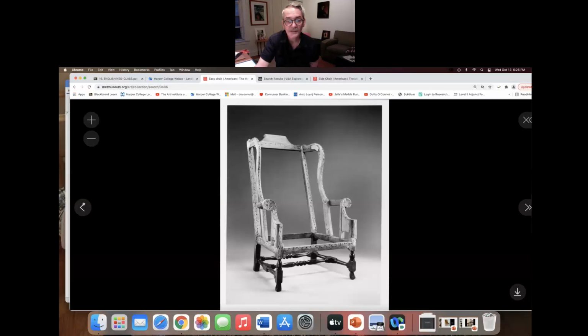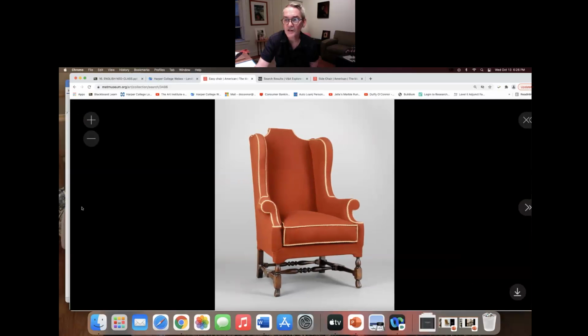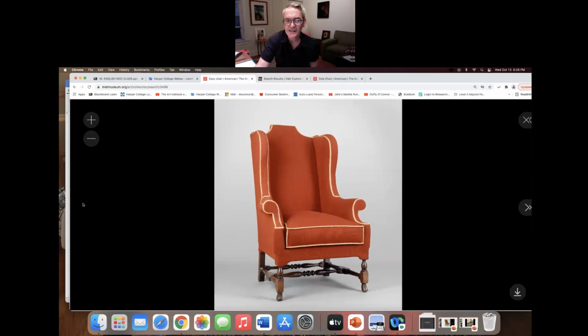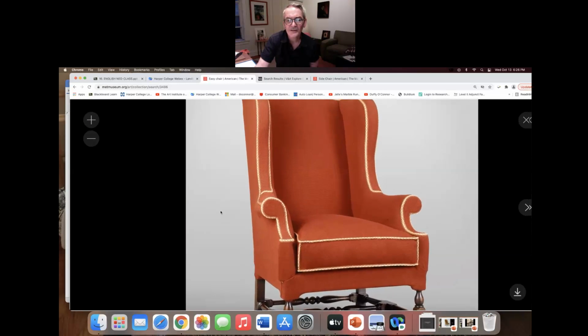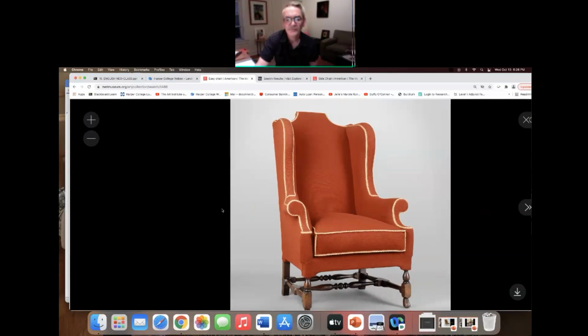So here's the frame. There's the chair. Nice. I love this pinky orange fabric. There.